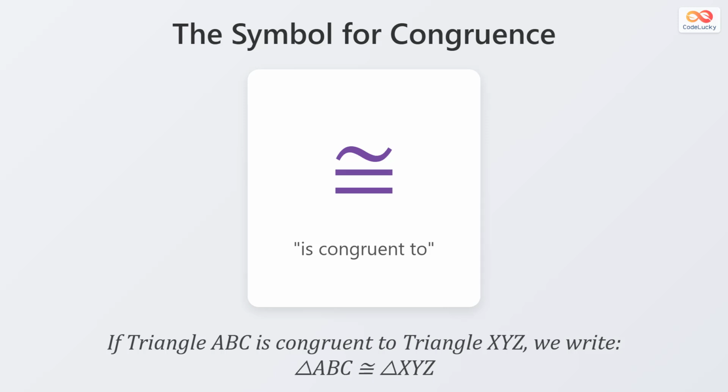In mathematics, we use a special symbol to say that two figures are congruent. It looks like an equals sign with a little squiggly line, or tilde, on top. When you see this symbol, it is shorthand for the words "is congruent to." For example, to say triangle ABC is congruent to triangle XYZ, we would write it out using this symbol.